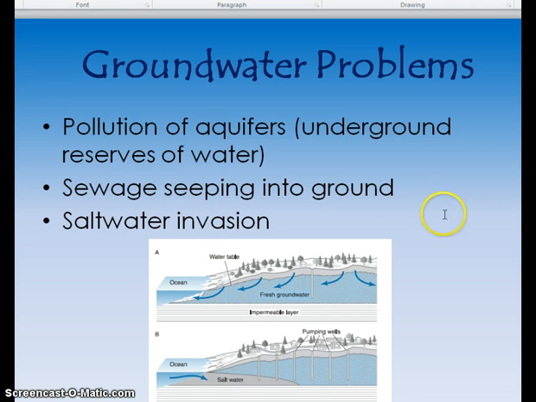And last is groundwater problems, pollution of aquifers or the underground reserves of water, sewage seeping into the ground, or even saltwater invasion. This doesn't happen here in Owego because we're not near saltwater, but sometimes if you're near saltwater, it's more dense. It can go underneath and get into your well, which obviously is a problem.